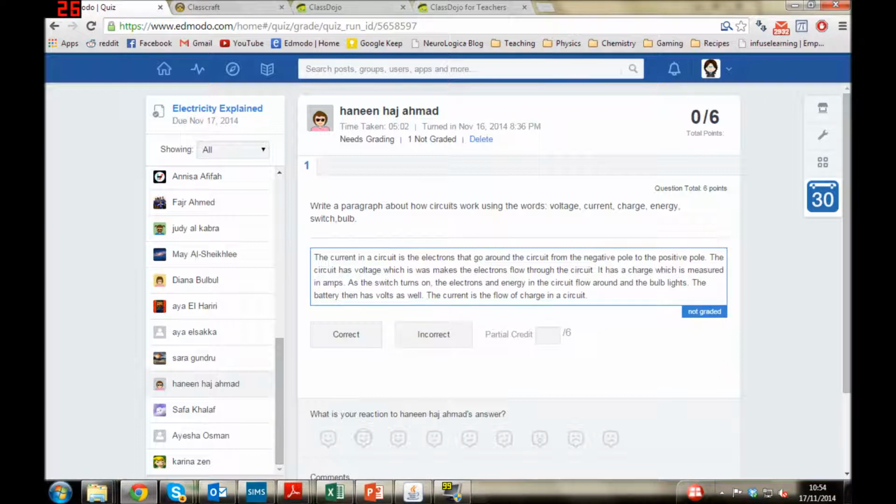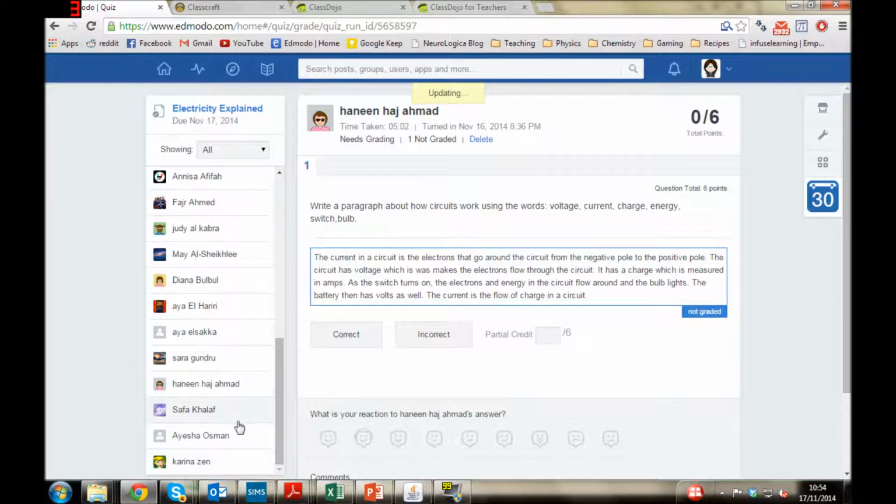As the switch is turned on, the electrons and energy in the circuit flow around the bulb lights. Good, that's all right. The battery then has volts as well. This is nonsense. Okay? The current is the flow of charge in a circuit. Yes, that is correct. It's measured in amps. Okay? Quite a lot of problems with that one.